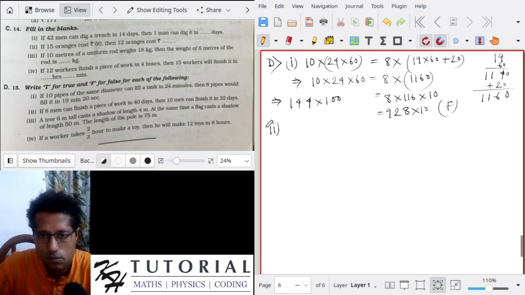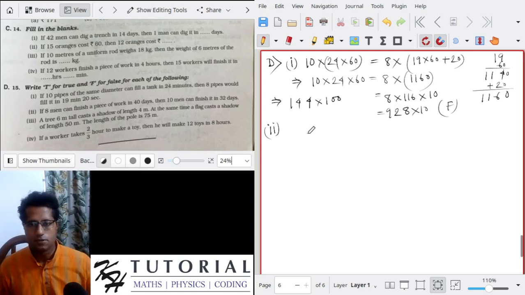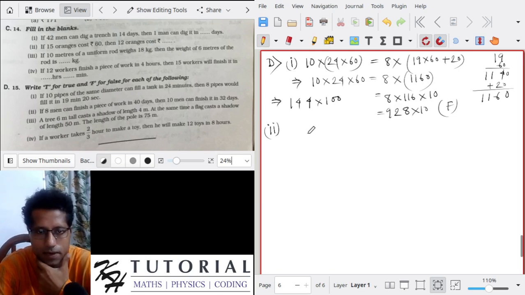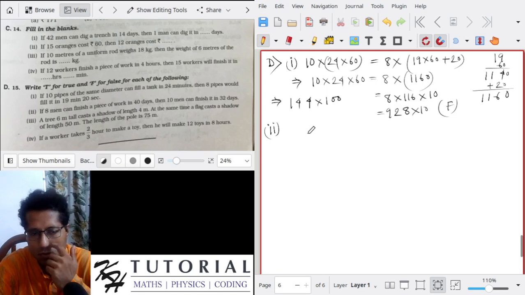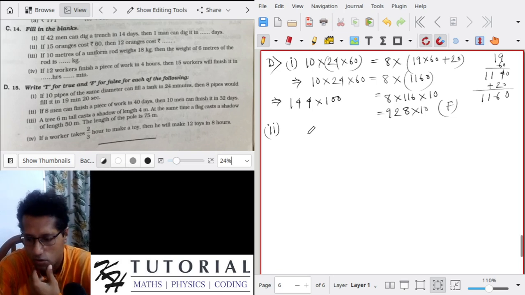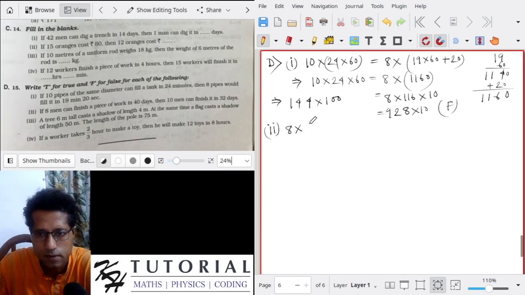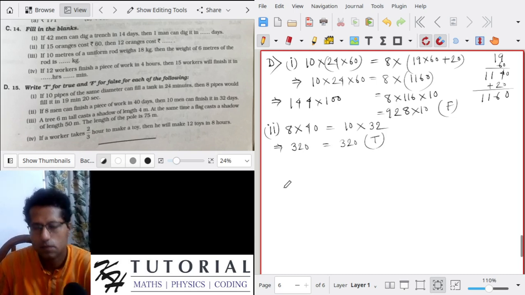Let's see part 2. It says that if 8 men can finish a piece of work in 40 days, then 10 men can finish it in 32 days. So the two quantities are A, the number of men, and B, the number of days it takes to finish the work. Definitely A and B vary inversely, because the more men there are, the fewer days it takes to finish the work. When two quantities A and B vary inversely, their product is constant. So 8 into 40 should be equal to 10 into 32. 8 into 40 is 320 and the right hand side is 320. So this is true.